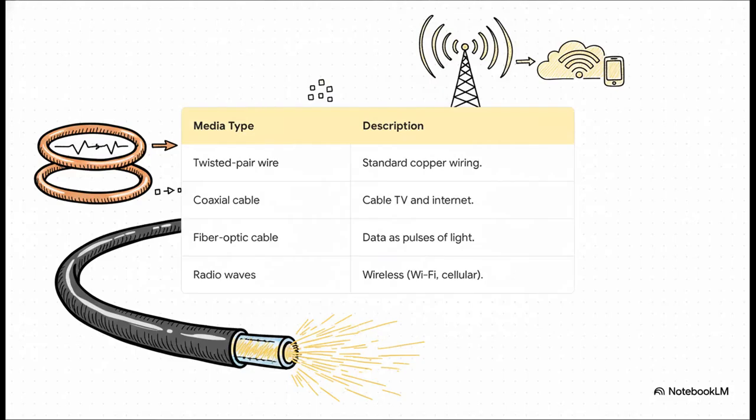And finally, we hit the physical layer. This is where the digital becomes real. Those ones and zeros in the frame get turned into an actual physical signal. Maybe an electrical pulse zipping through a copper wire, a flash of light shooting down a fiber optic cable, or a radio wave beaming out of your phone. The message is officially on its way.